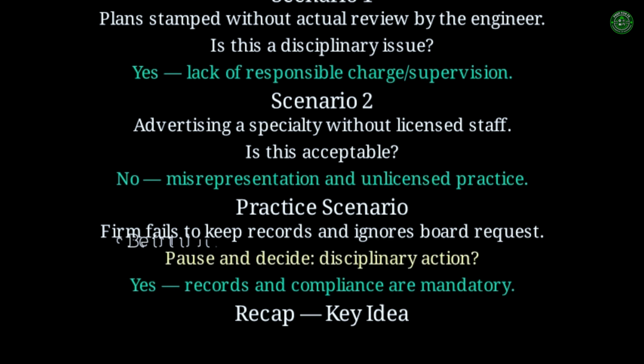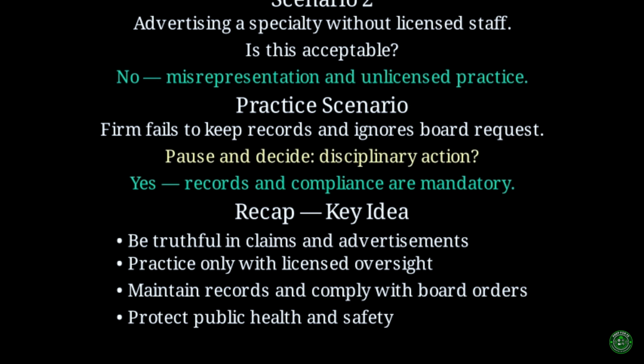Let's recap. Section 160.70 lists reasons a firm can be disciplined: misrepresentation, unlicensed practice, lack of responsible charge, and failure to comply with board requirements. The key idea is this: firms must be honest, properly supervised, and accountable to the board.